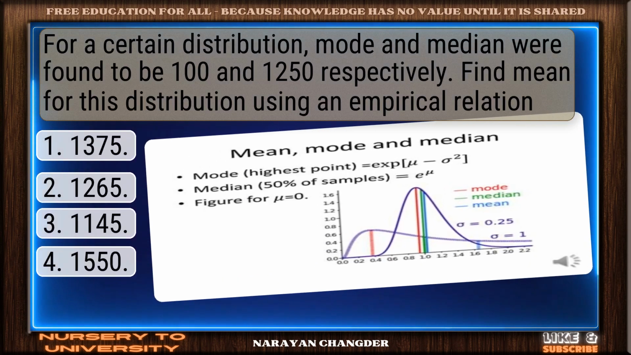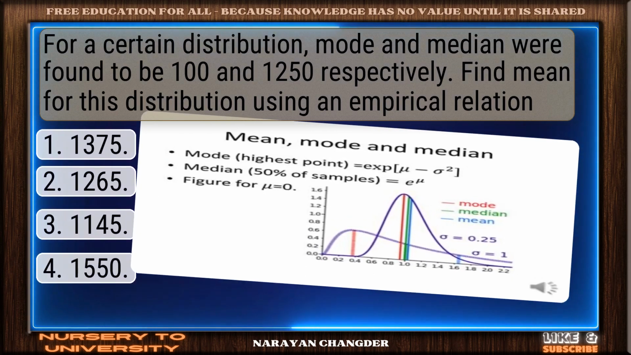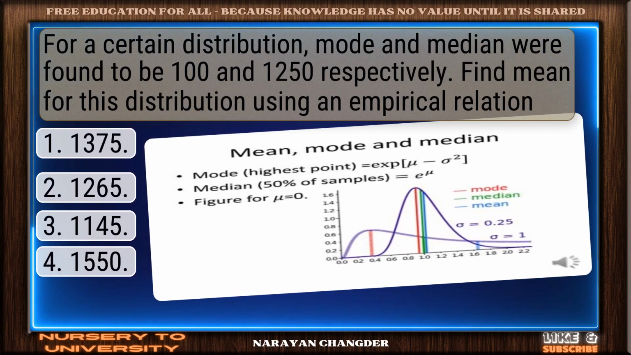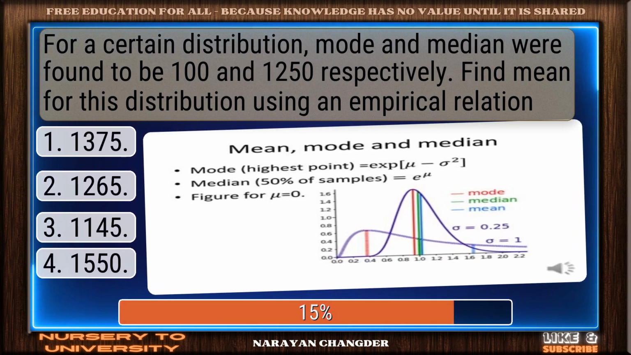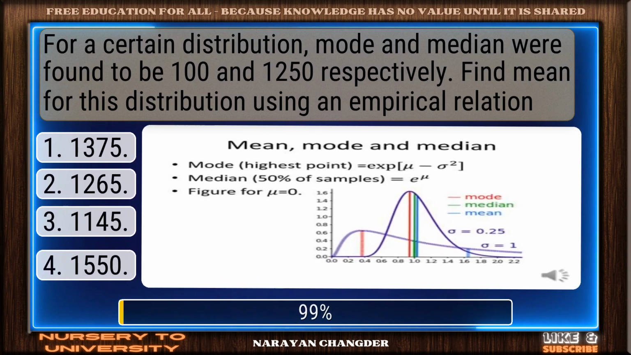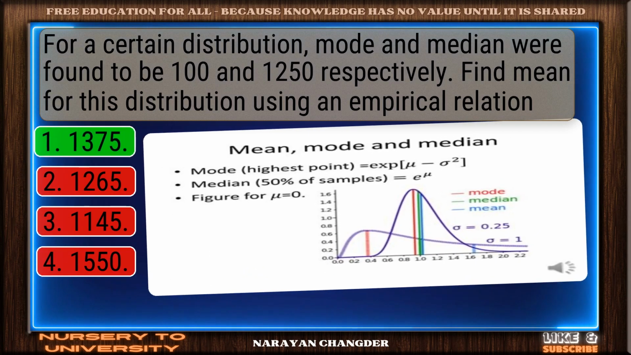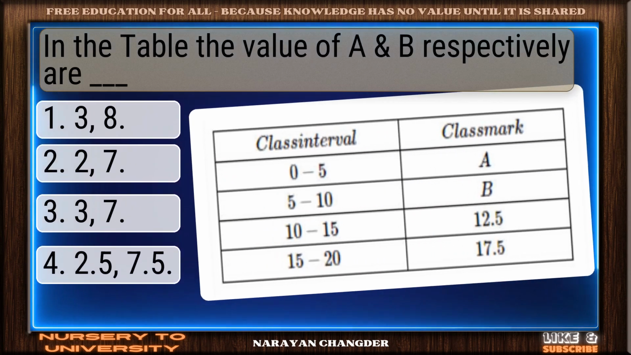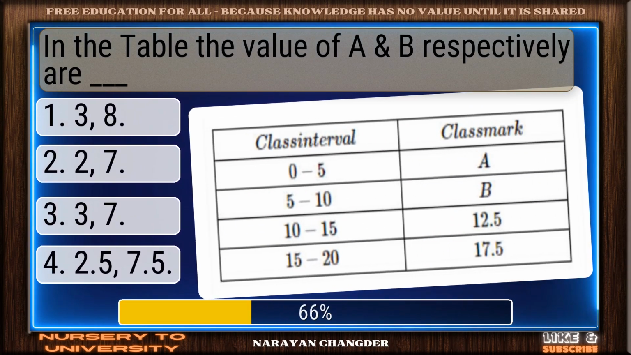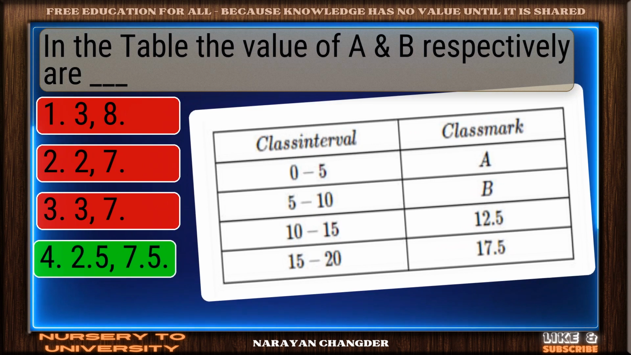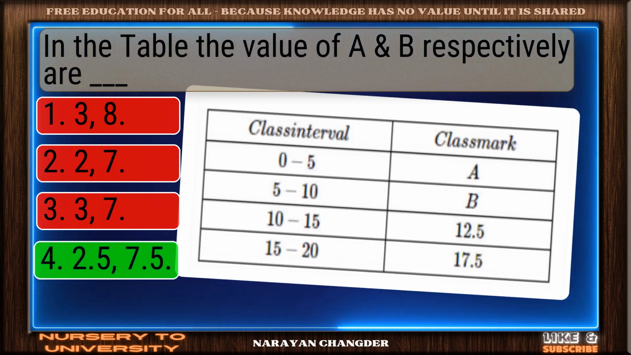For a certain distribution, mode and median were found to be 100 and 1250 respectively. Find mean for this distribution using an empirical relation. Strong choice. 1375. In the table, the values of a and b respectively are dash. Well reasoned. 2.5, 7.5 is correct.